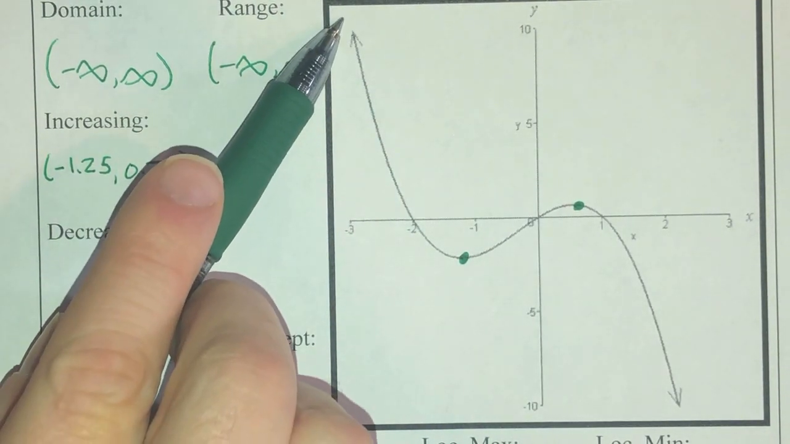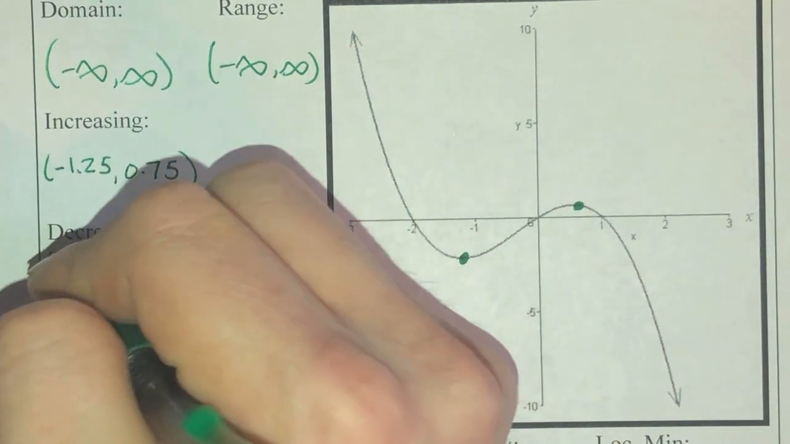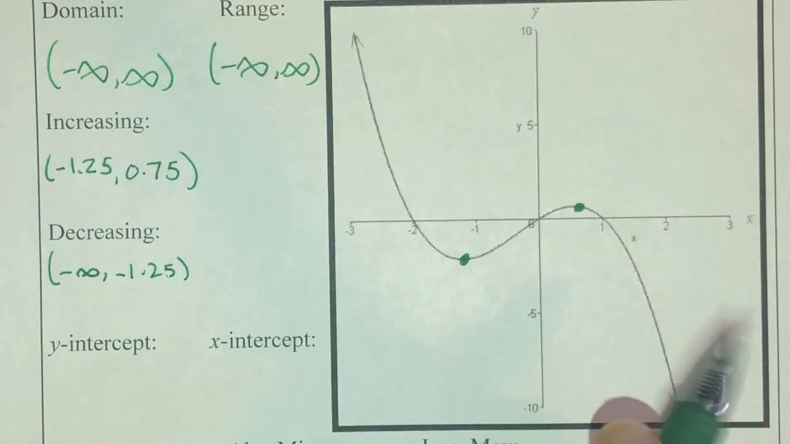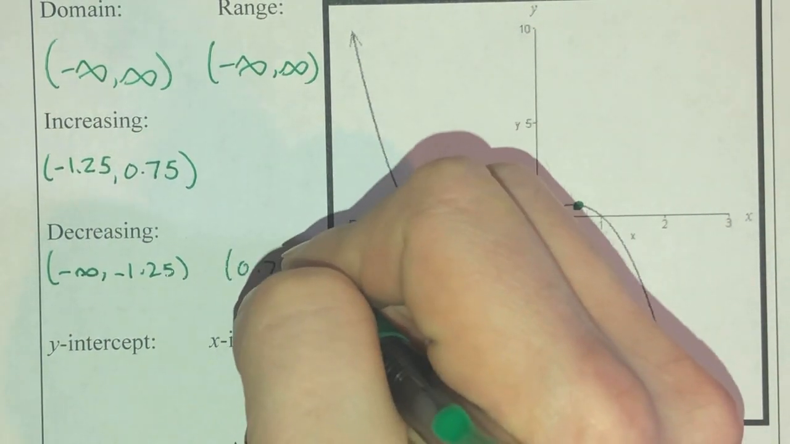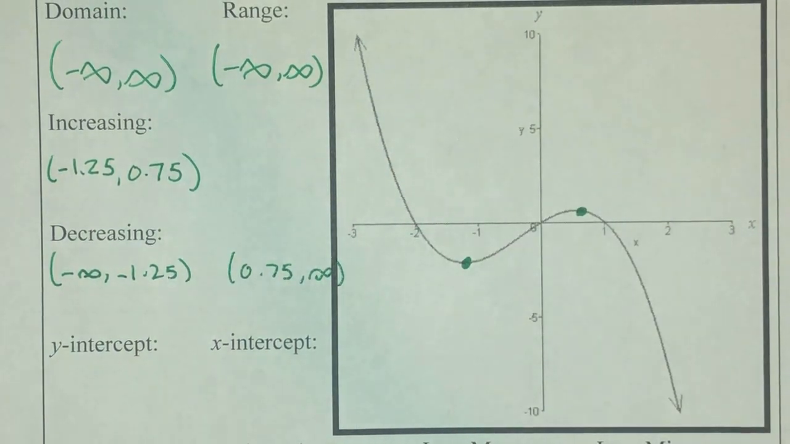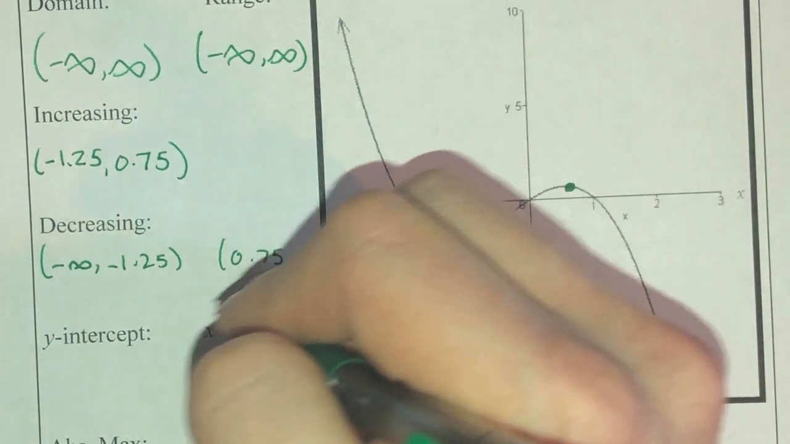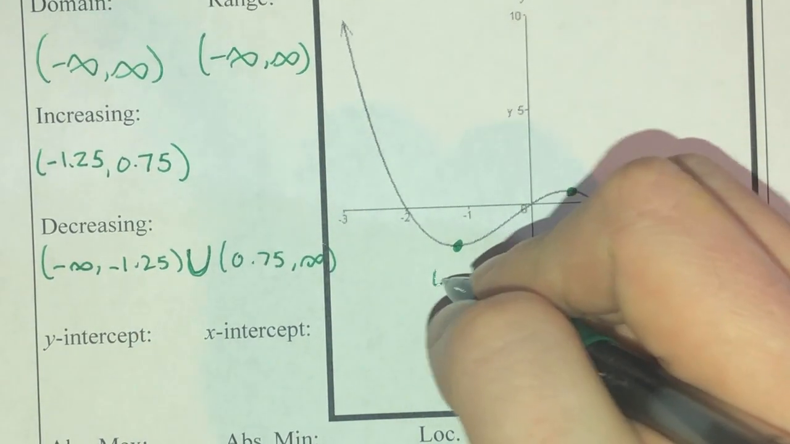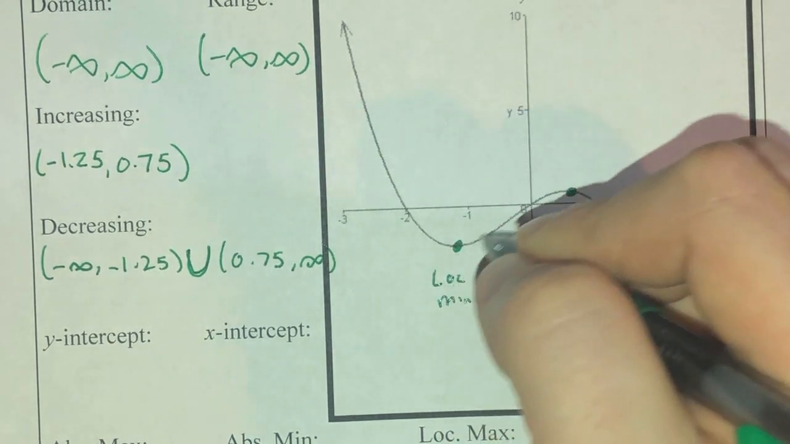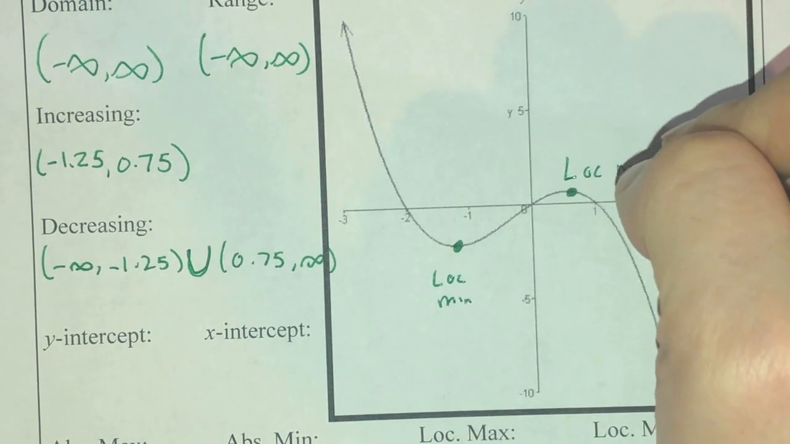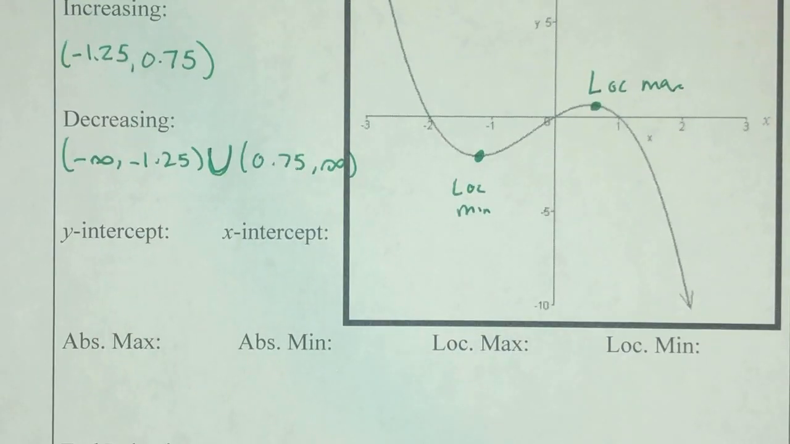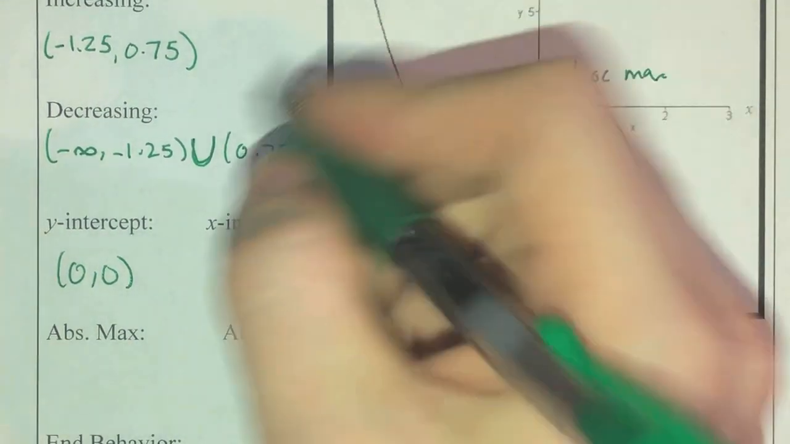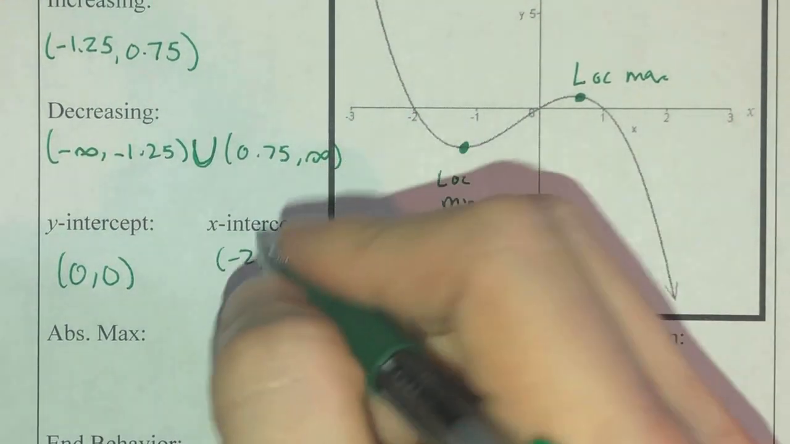Decreasing from negative infinity to negative 1.25, and then from 0.75 to infinity, what do we put in the middle? A U to represent the connection. U is the glue, meaning this is a local min, decreasing to increasing. This is a local max. Okay, we'll talk about that in a second. Y-intercept, the origin, 0, 0. X-intercepts, there's two, -2, 0, and 1, 0.